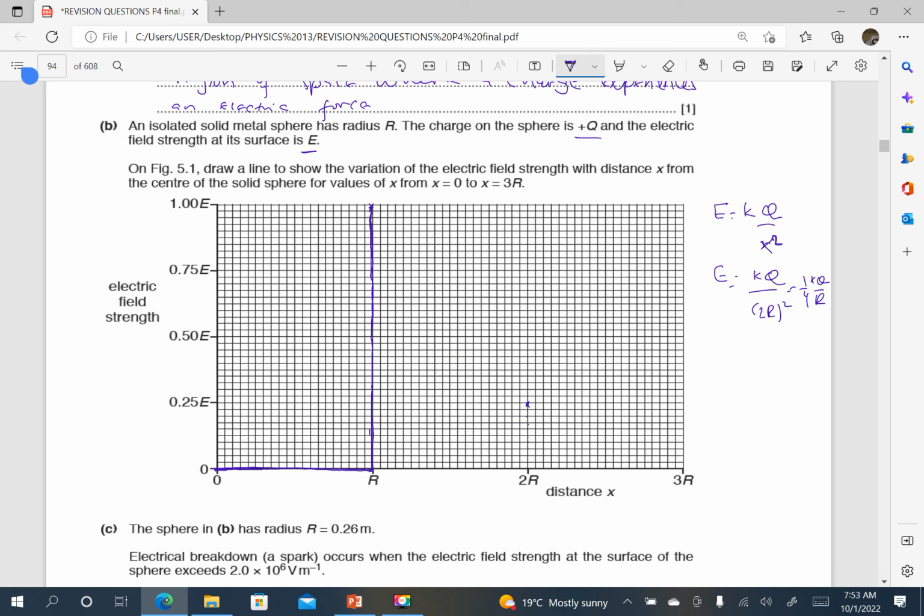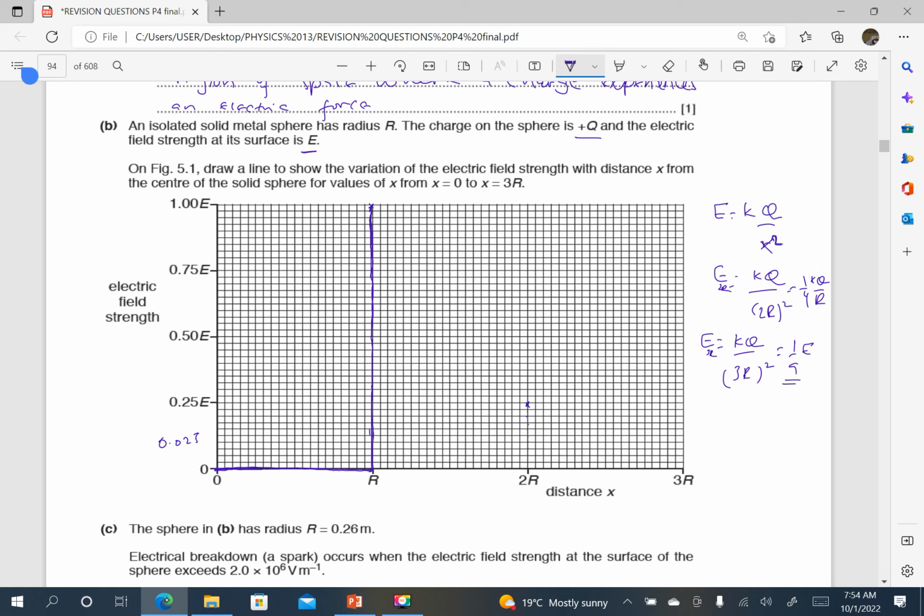0.25 is here. This is 1, 2, 3, 4, 5, 6, 7, 8, 9, 10. So 0.25 is there. At 3r, E is going to be KQ divided by 3r, squared, which becomes 1 over 9 times E. This was E at 2r, this was at 3r. E at r is just E, the electric field strength at distance r. So this is 1 over 9 E. So I'll get the scale. The scale is 0.25 divided by 10, which is 0.025 for one small square.